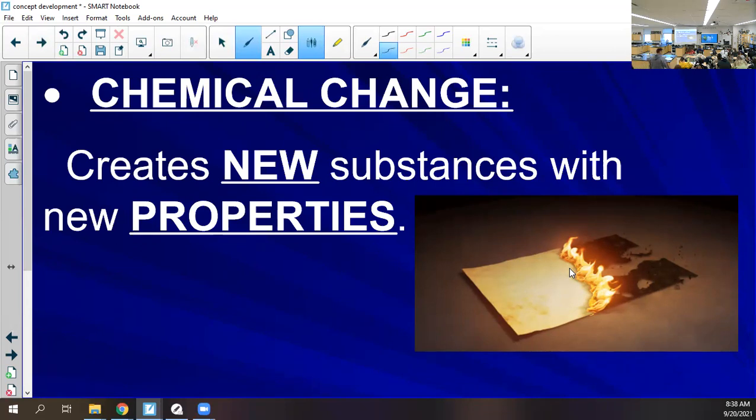Okay, so looking at these 6, put a P if you think it's a physical, a C if you think it is a chemical change, and then tell your partner, and we'll look at it together here in a second. But try first.